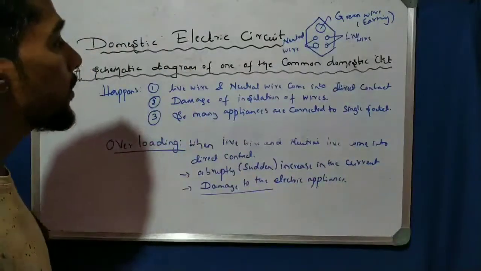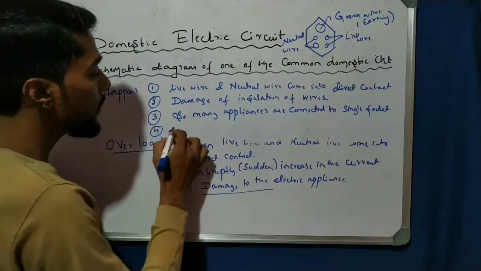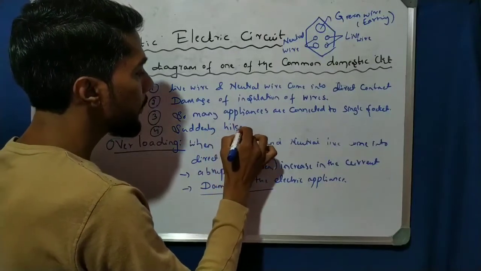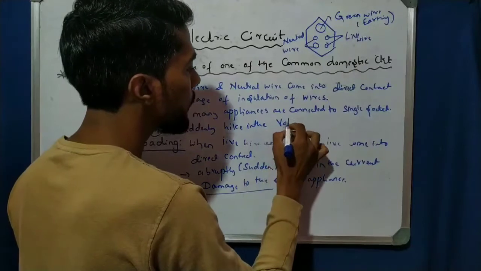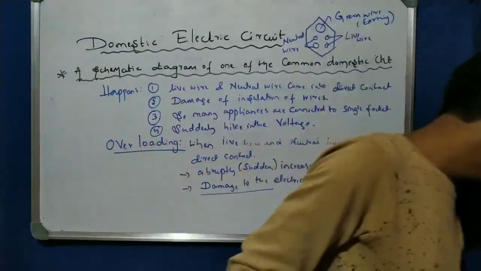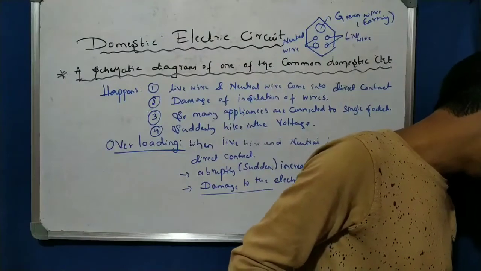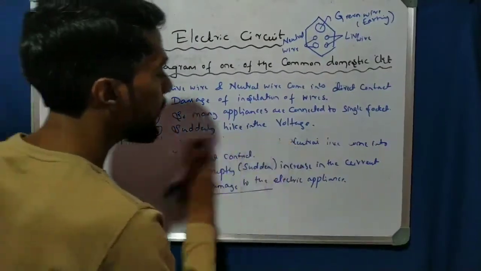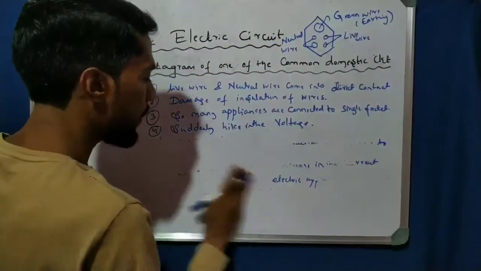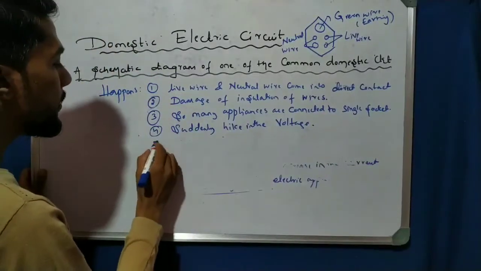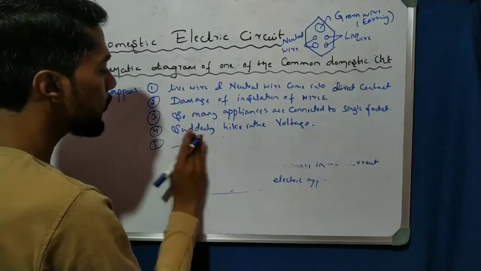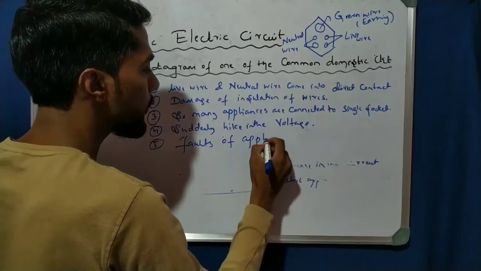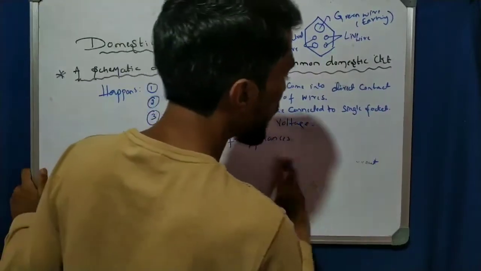Another reason for overloading is a sudden hike in the voltage. That also happens. A sudden hike in the voltage can cause damage. And the fifth point for overloading may be the fault of appliances. So these are the reasons for which overloading happens.